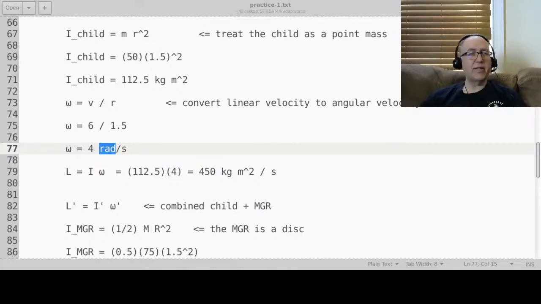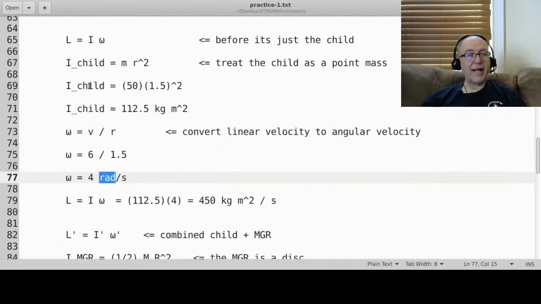But if I had written here, instead of 4 radians per second, 4 per second, it would be just as good. Okay. Let me see if there's any questions so far, because I admit these are conceptually a little bit more difficult.